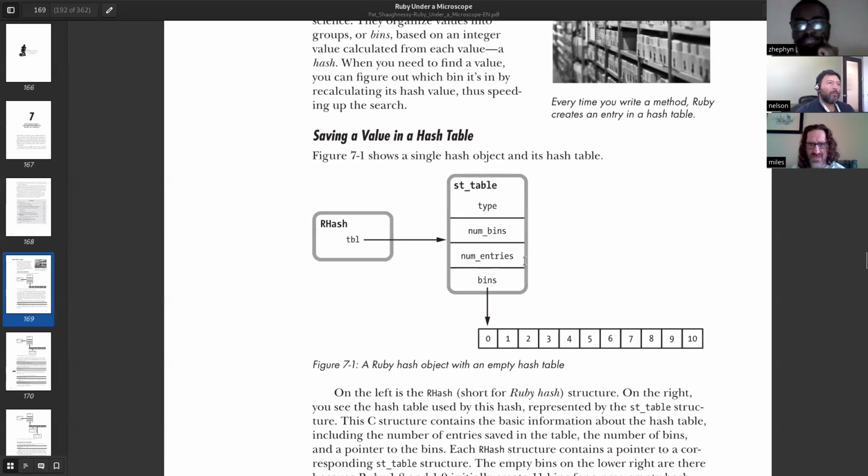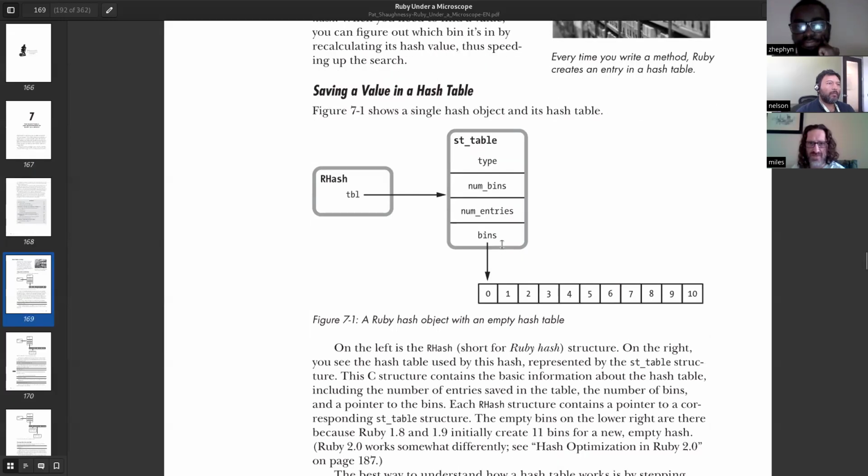Coming down here, we have, I don't know what type this was, I don't think he explained this, the number of bins, the number of entries, and a pointer to the bins. One thing we learned a little later in the chapter is that it does use some metrics, which I assume it gets by dividing these numbers, to figure out whether it should expand the hash table or not. So I think that's one of the reasons num bins and num entries are there. Maybe I should stop here and ask if you had any questions at this point in the chapter.